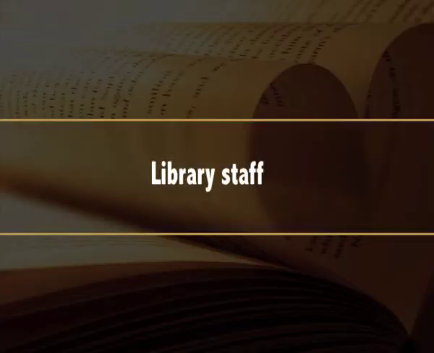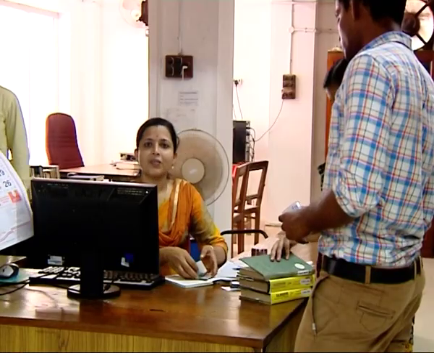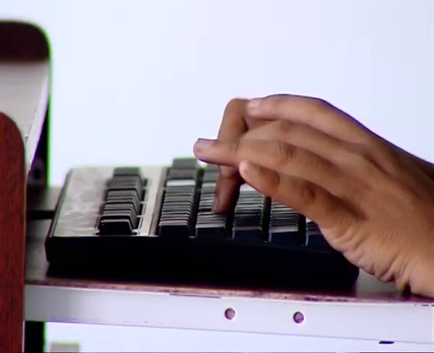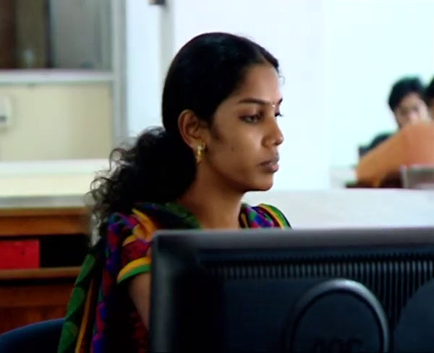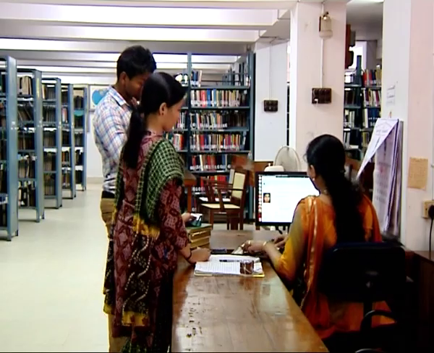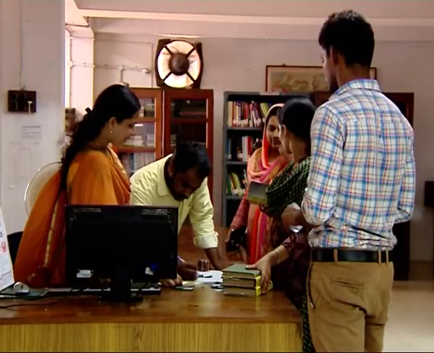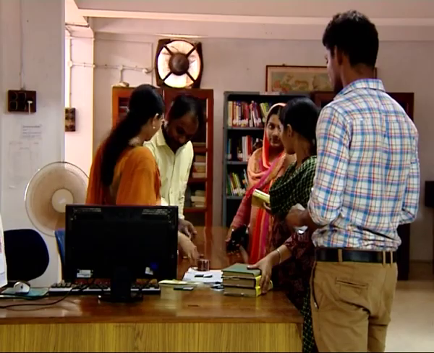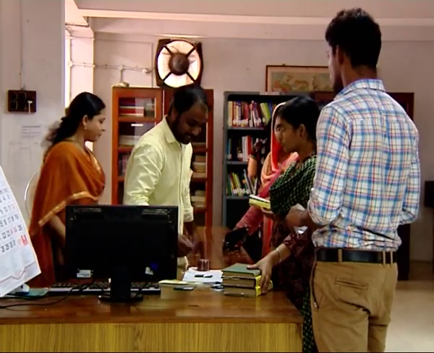The next implication is the library staff. For the fulfillment of the objectives of libraries, library staff should have certain qualifications and qualities so as to enable them to manage libraries efficiently and effectively. Personal qualities such as courtesy, helping mentality, and cheerfulness are essential for library staff.